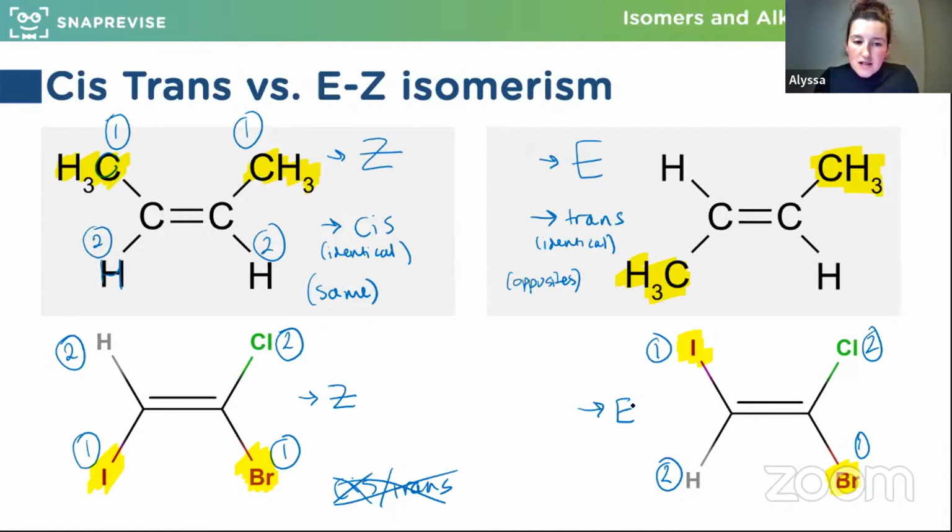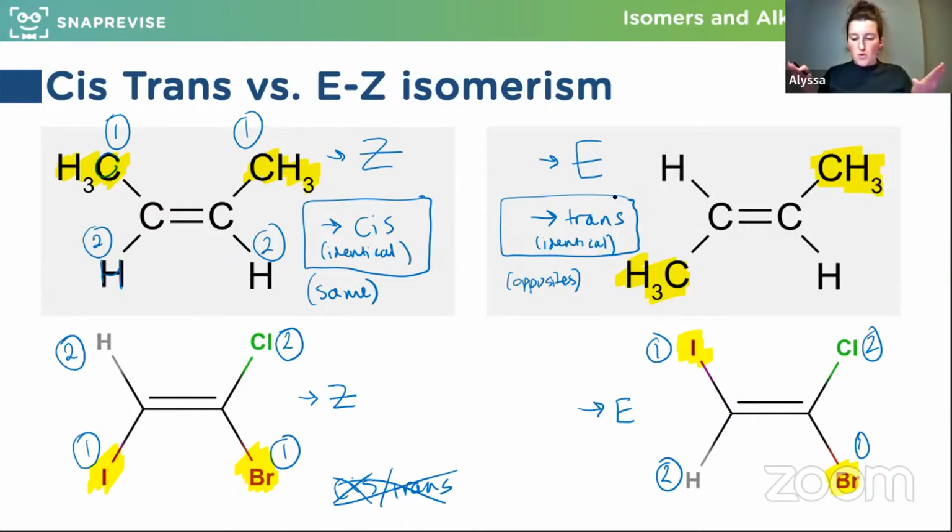So when do you know when to call it cis or Z? You can only ever name something cis and trans when it has an identical group. So we can't call these bottom two cis and trans at all because they don't have identical groups. With the top ones, you can use either notation. Read the exam question. If it asks for cis-trans isomerism or the cis-trans notation, then use cis-trans. If it asks for EZ notation, give EZ. If you're not sure, I would give EZ, because in general laboratory work we use EZ. But it should ask you in the question which one it's looking for.